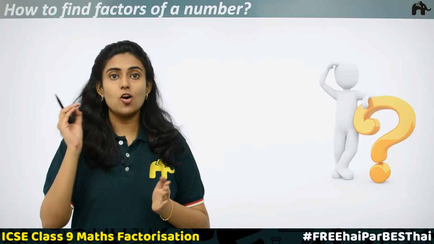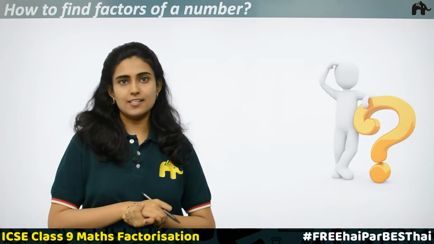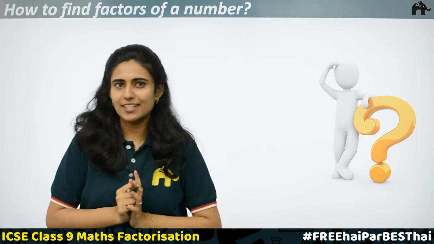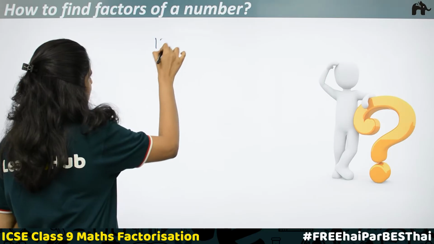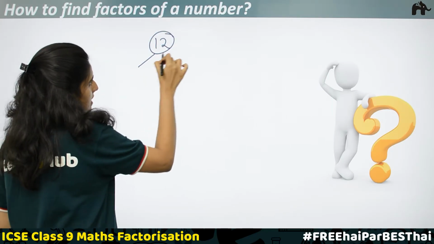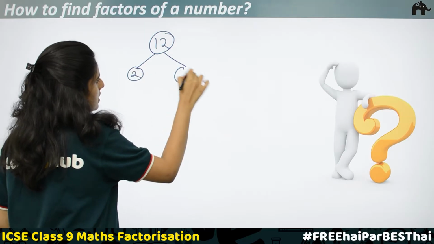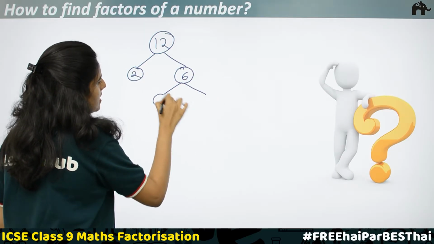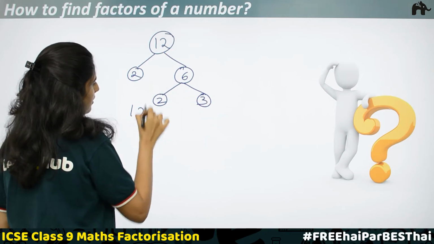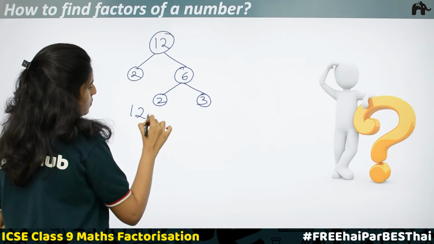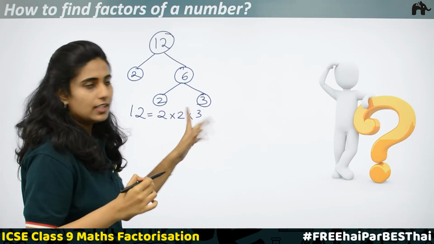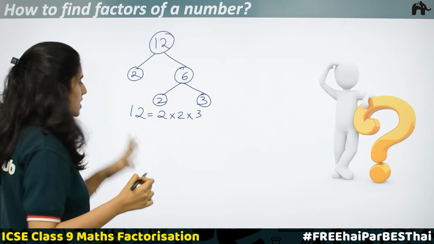First, we'll understand what factors are and how to find factors of a number. From our smaller classes, we have been studying about factors. You remember the factor tree? For example, if you have the number 12, we can construct the factor tree. This 12 can be written as 2 into 6. 6 can be written as 2 into 3. So, to get the factors of 12, we'll be multiplying these numbers. 12 will be 2 into 2 into 3. So 2 and 3 are the factors of the number 12.